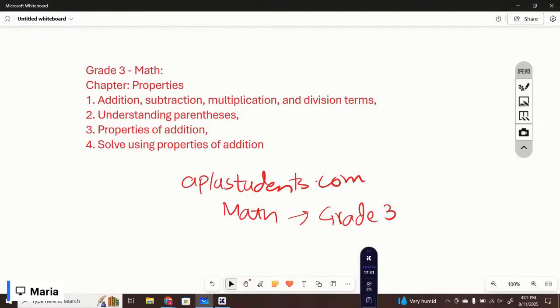We're going to start with the chapter properties. The lessons we're going to cover today are addition, subtraction, multiplication, and division terms, understanding parentheses, properties of addition, and solve using properties of addition. So please make sure you have your notebook and pencil so that you can note down the important examples and definitions as well.